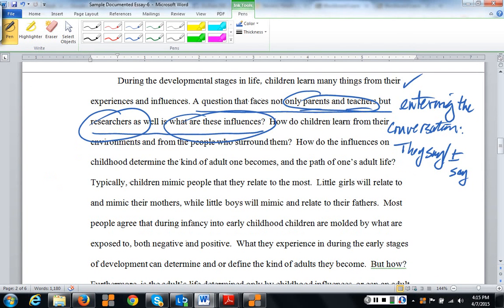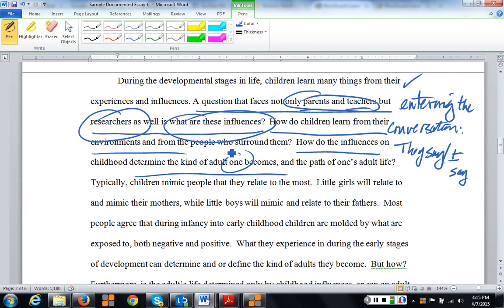So already in the second sentence, this essay is a they say, I say essay. Now, you will also notice some elements here that are important in a research paper. We not only have a topic that we're writing about in a research paper, but we also have research questions. So we have a question here as well. This could be a research question. It's not a research paper, but it certainly could be the basis of a research paper, right? How do children learn? How do the influences determine the kind of adult an individual becomes, and so on.